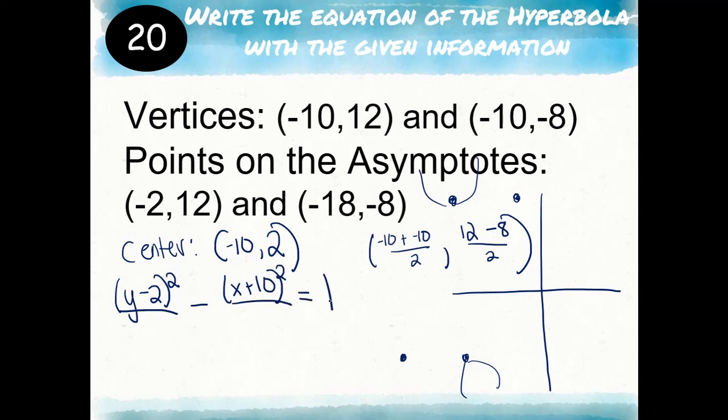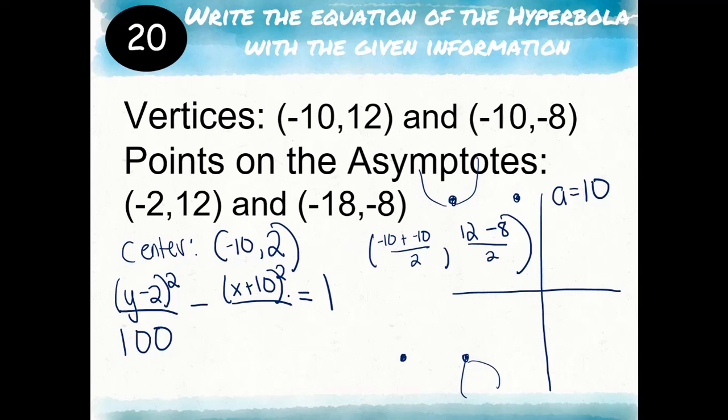Now, let's find our a value. Remember, a is center to vertices. So how far is negative 10, 2 to negative 10, 12? Or, in this case, negative 10, negative 8. 10, right? 2 to 12 is 10. You can use the distance formula, I wouldn't recommend it. It's pretty easy to count. So a value, I'm running out of room here. A is 10. So since a is 10, I'm going to put 100 underneath the y spot.